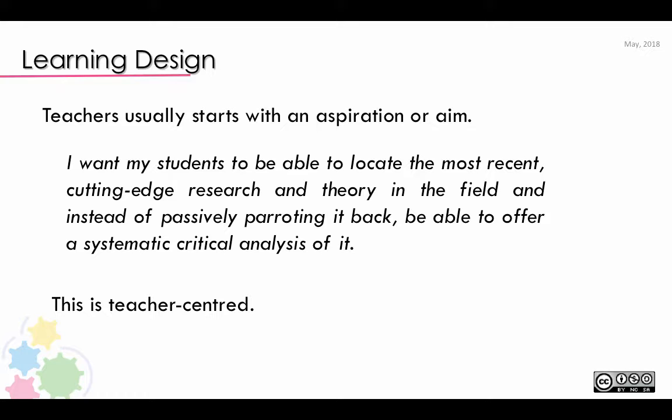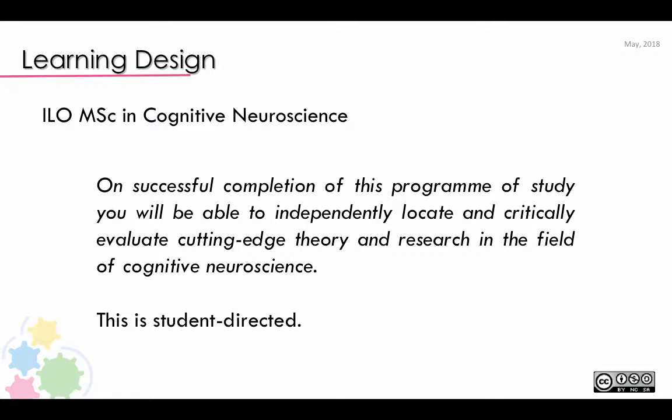Well, one way is to change this teacher-centred aim into a student-directed intended learning outcome. Here's a very similar version of what I've just talked about, but now expressed as an intended learning outcome for a master's in cognitive neuroscience. On successful completion of this program of study, you will be able to independently locate and critically evaluate cutting-edge theory and research in the field of cognitive neuroscience. That's all very well, but how do we align the teaching to this?